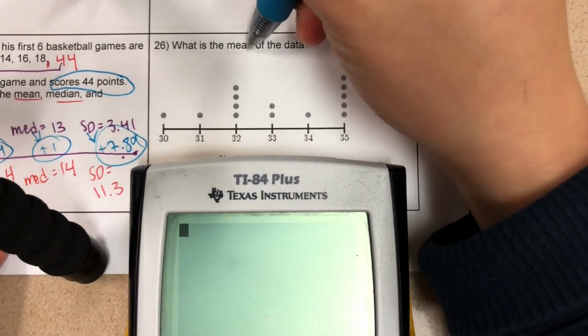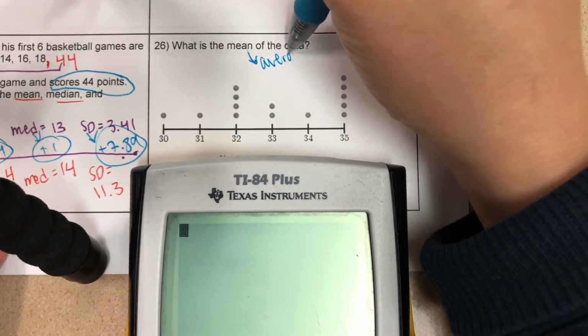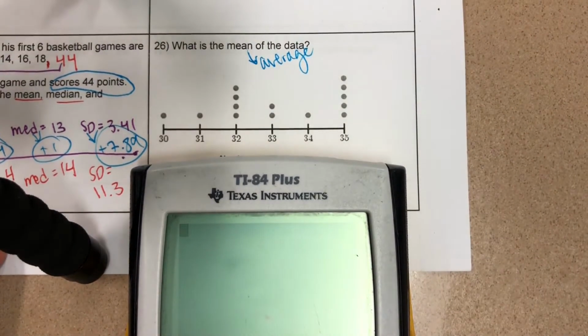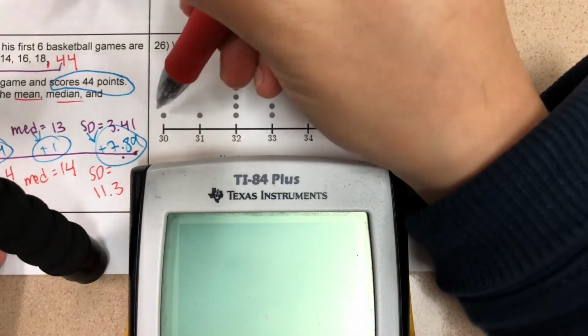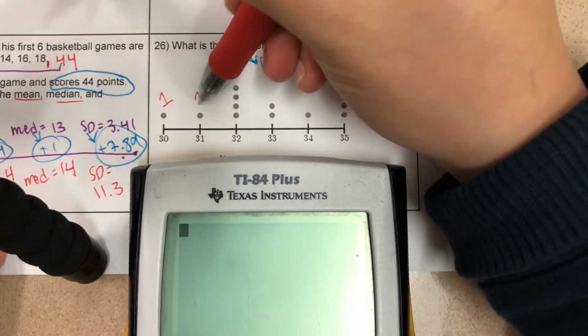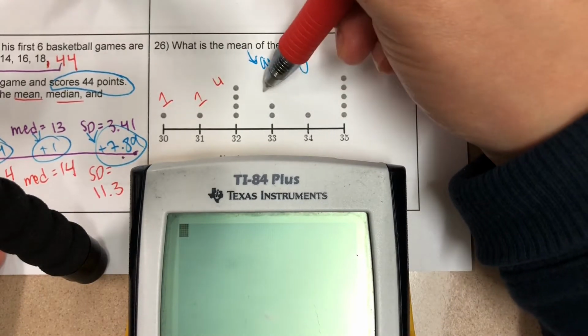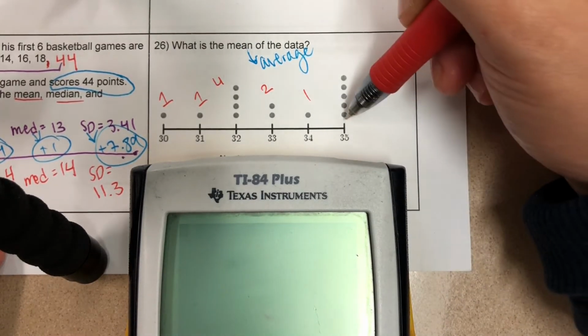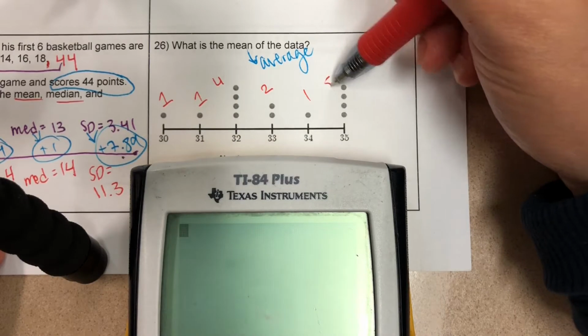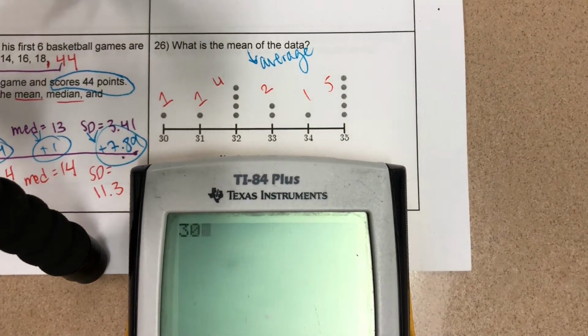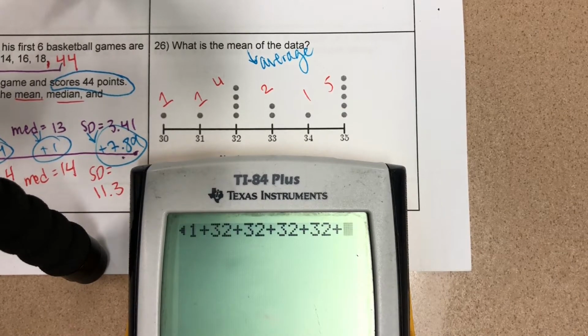All right, to find the mean, all I'm going to do is find the average, which means I'm going to add up all the points that I have and divide by the number there are. So there is 1 130, there is 1 131, there are 4 132s, there are 2 133s, 1 134, and 5 135s. So I have 130, 131, 4 132s, and 2 133s.